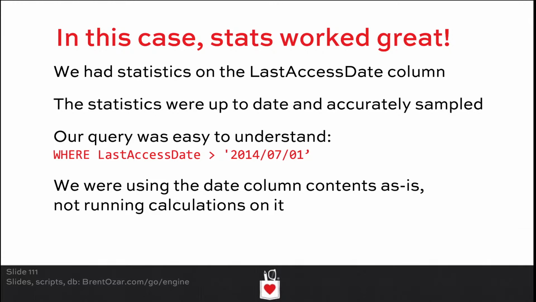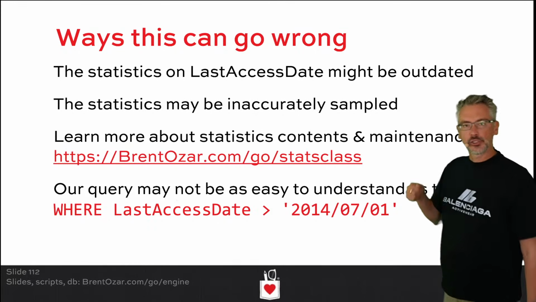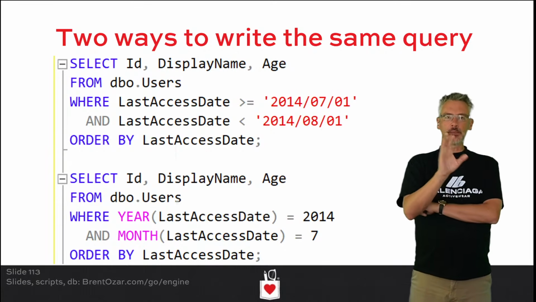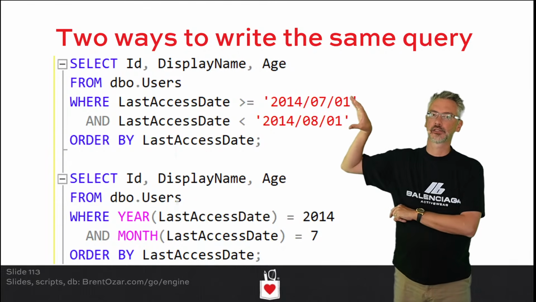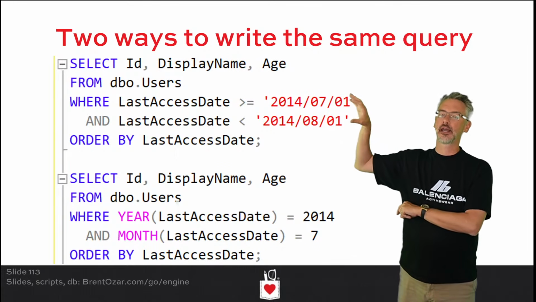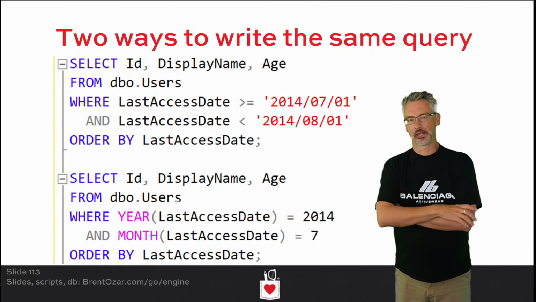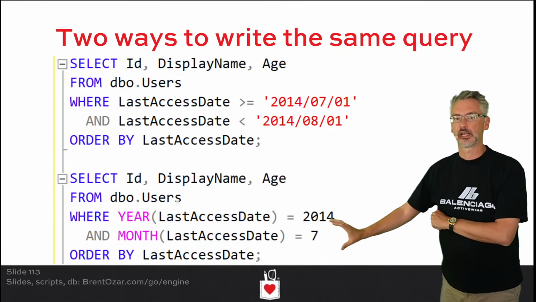But you can think about how, if any of those things are different, our estimate may not be anywhere near as good. It may be much more complicated. And to show you what I mean by that, I'm going to tweak the query. I'm going to look at just 1 month. I'm going to say, show me all the people who accessed the system in July of 2014. There are many ways to write that query, but here's one way, and here's another way.